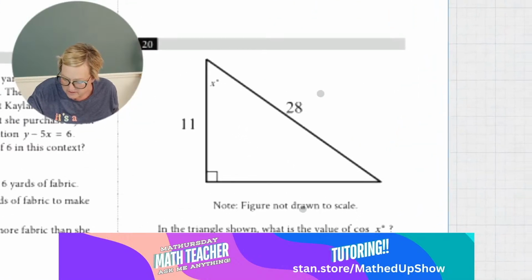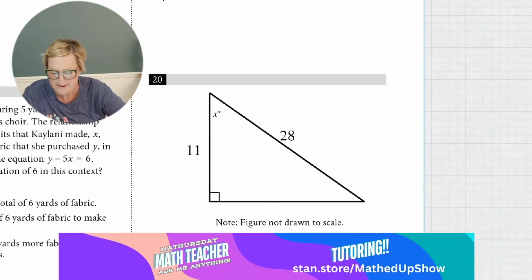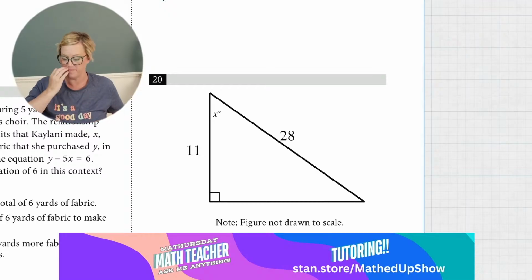Oh, this is perfect. I'll move it down. So this is another trigonometry question. So it's a great follow-up for our other one.